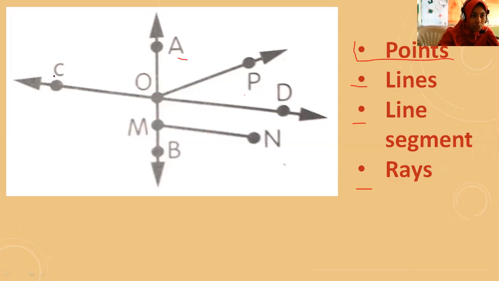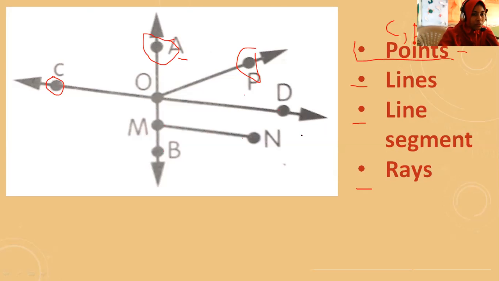If you start counting, C is a point, so after point you can write C. One more, there is point A. In the third one, you can see point P. Then you can see D, N, M and B. These are all points.